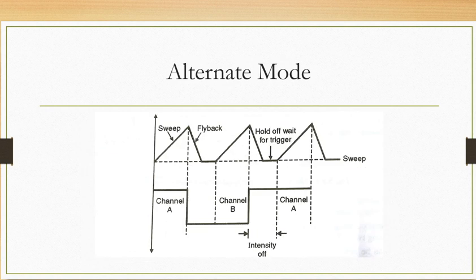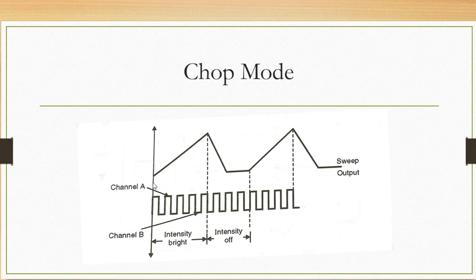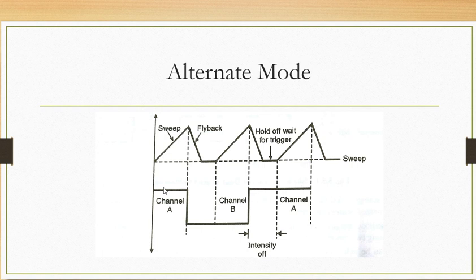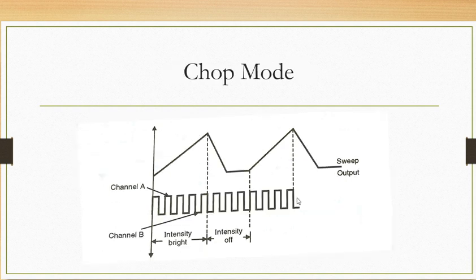See the waveforms carefully. Here the above waveform is again the same. There is sweep, then flyback, then some hold time. This is the sweep output, and see the time duration given for channel A and channel B in the alternate mode and chop mode. Now if you see this waveform, in the sweep mode, this high part is given to channel A, and the low part is given to channel B. Now you can easily understand.